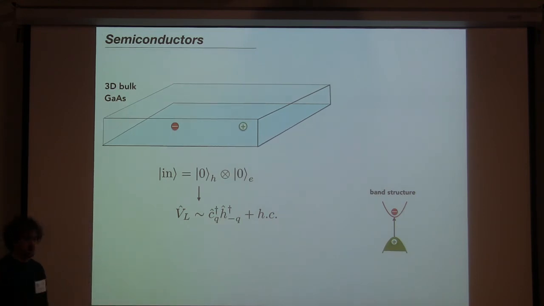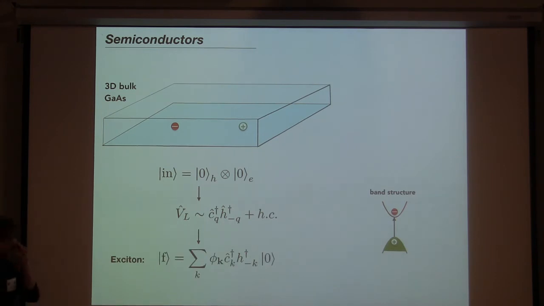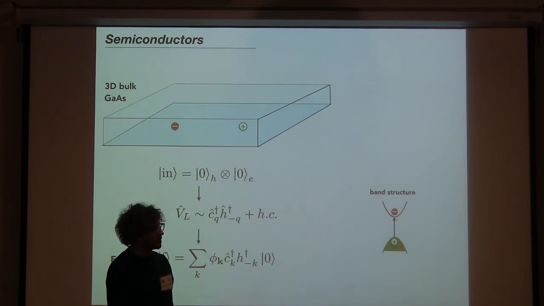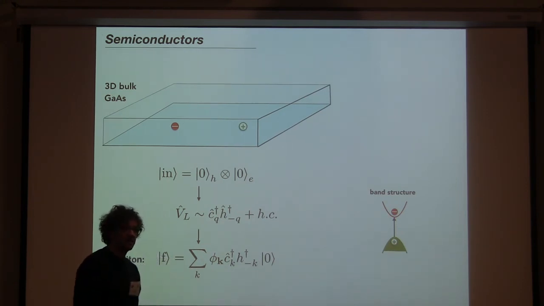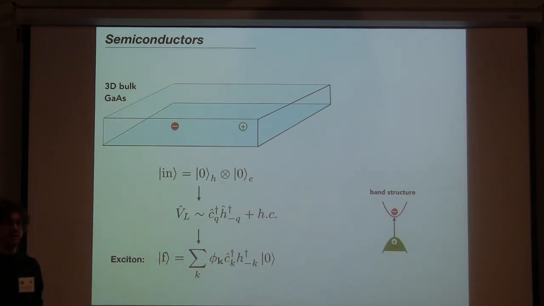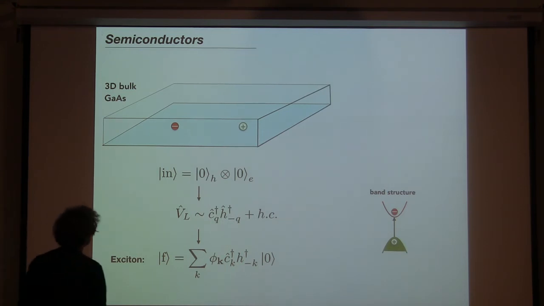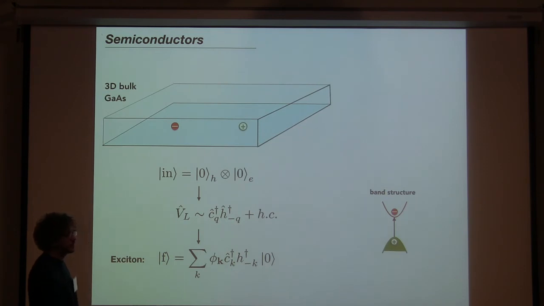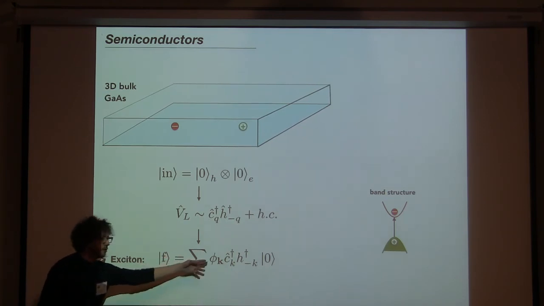Alright, Fermi's golden rule. Basically, we have to ask what the final states of the system are. Well, one final state is exactly what we discussed before. It's this type of wave function. It's a molecular state. However, we call it an exciton in semiconductors: a bound state between a hole and an electron with some envelope wave function like here.